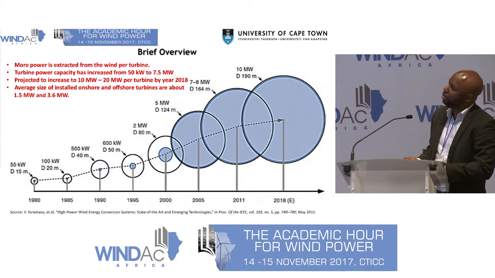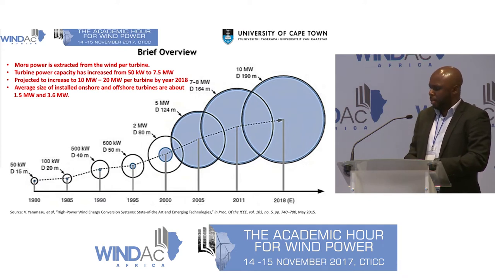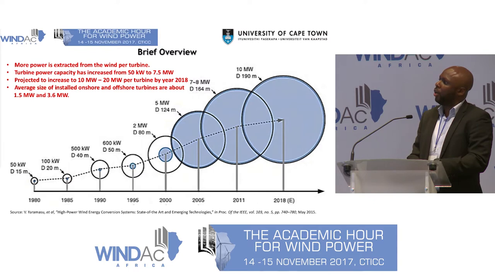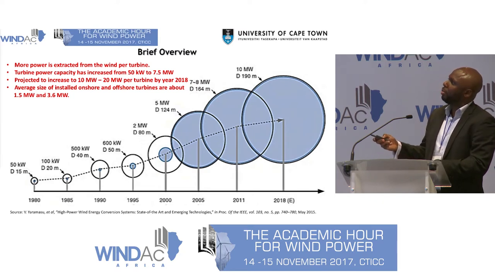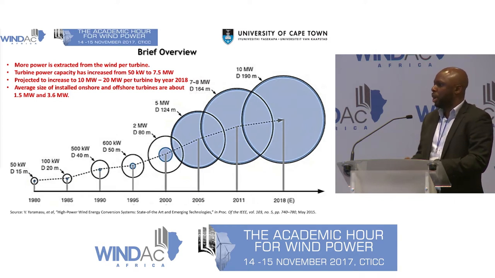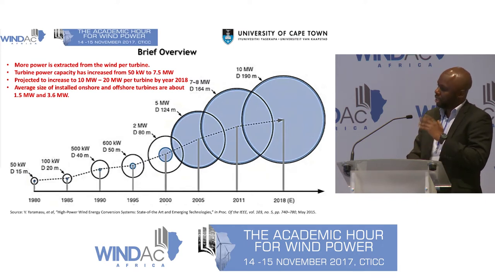Currently, most of our installations are at 1.5 megawatts and 3.6 megawatts. The good thing is we can extract more power from a single turbine. But on the downside, most of our wind generators and conversion systems are still rated at about 690 volts, which implies more current flowing through the system and more losses in our connecting cables. Going forward, if we're progressing towards 10 megawatts and 20 megawatts, we need to build systems operating at a much higher voltage level so as to drop our current level simultaneously.